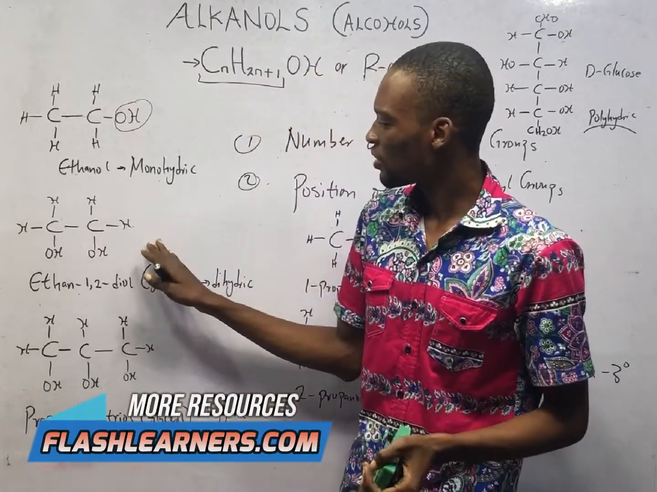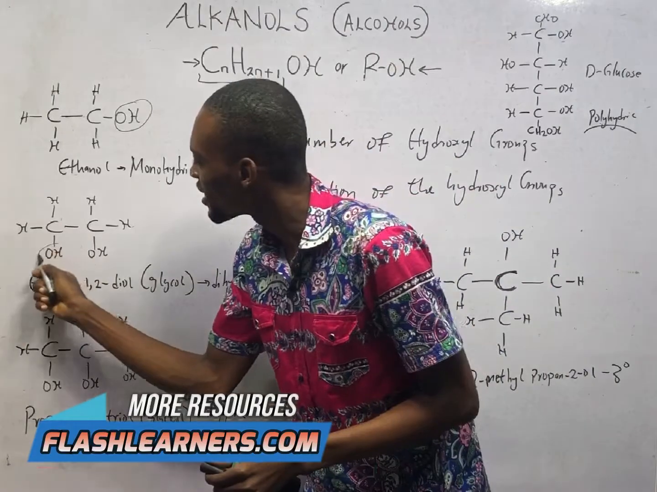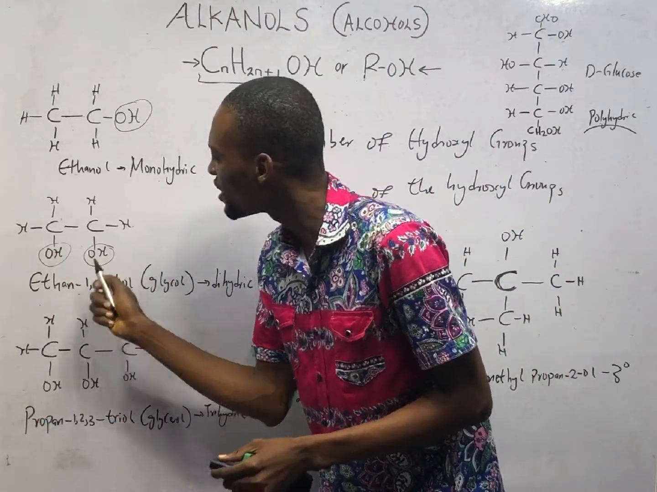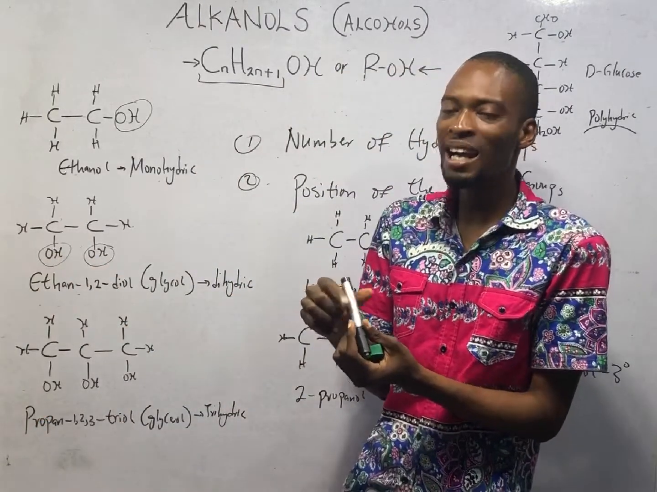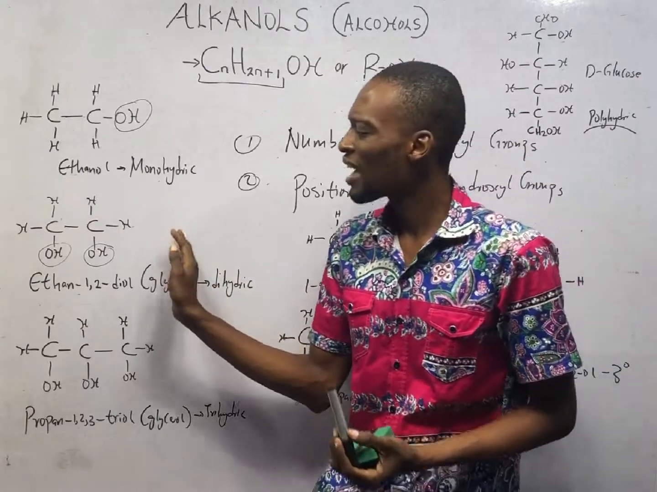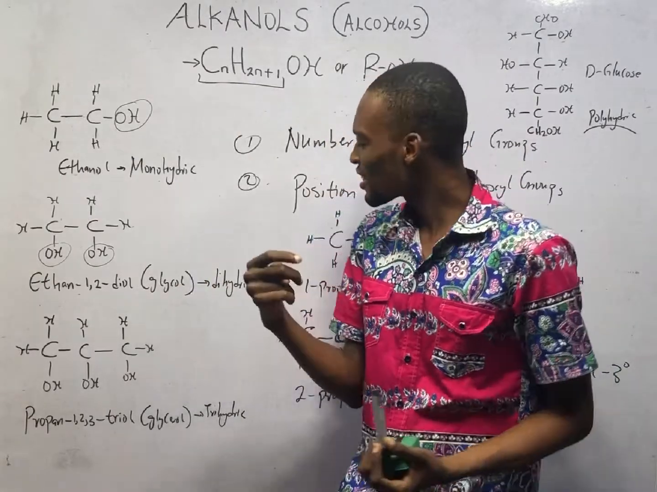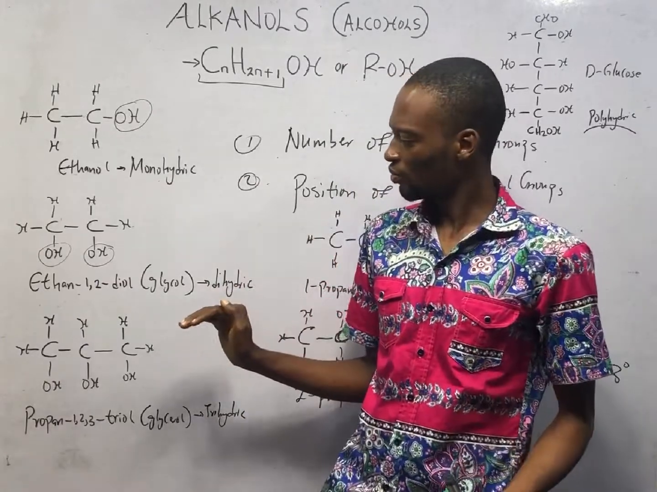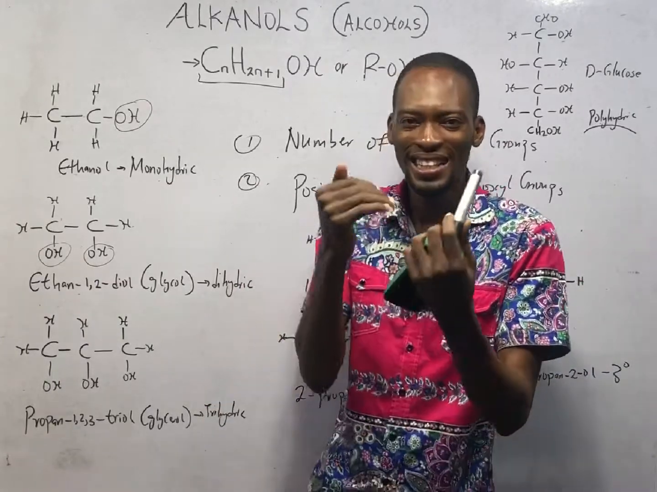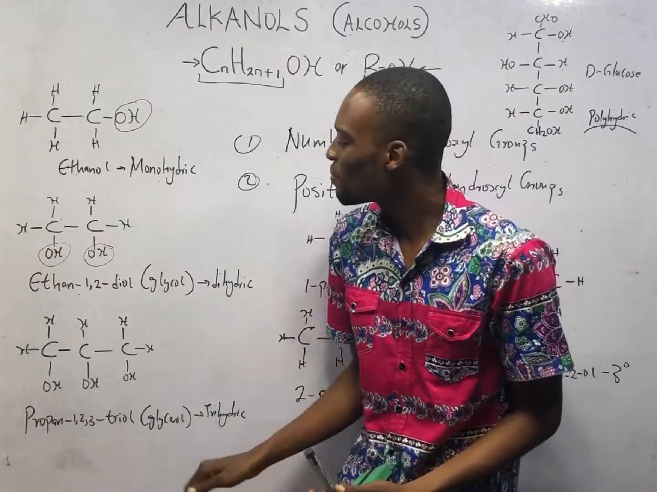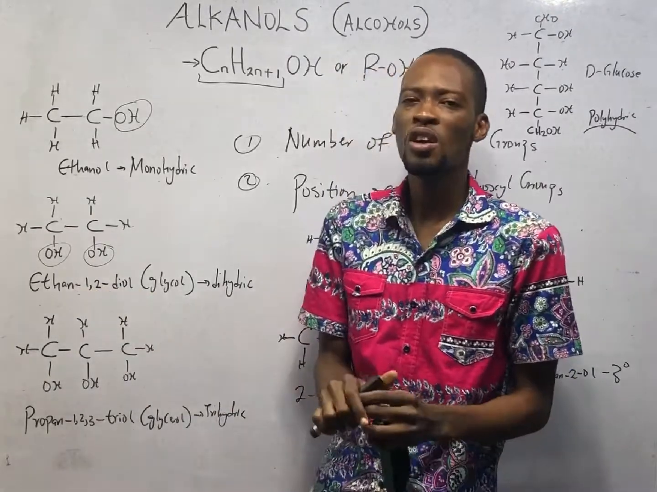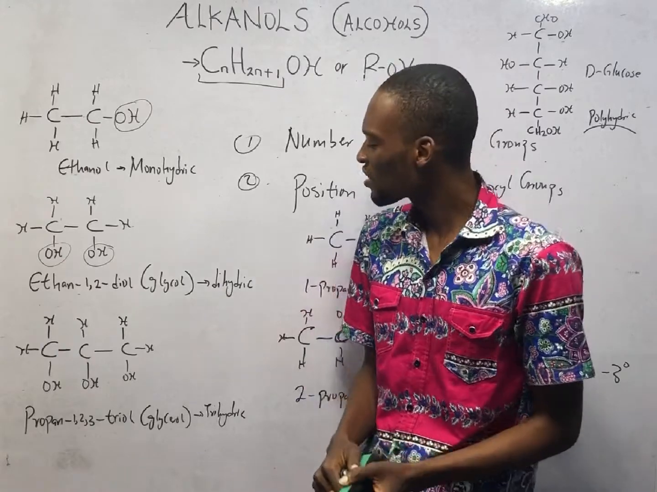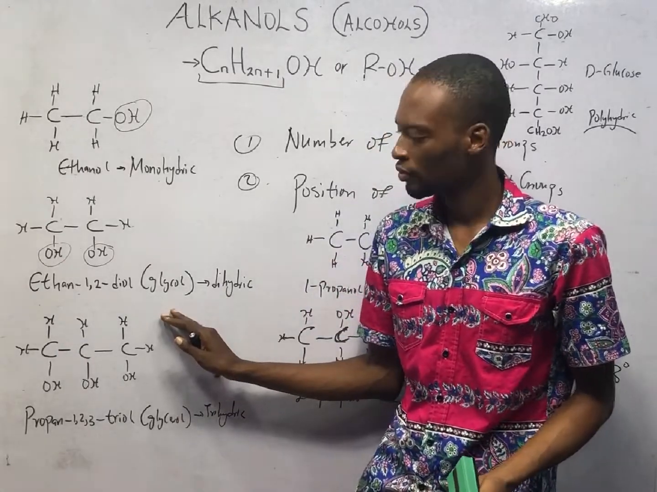Now look at this compound. You see one OH group here and another OH group here. This ethanol derivative has two OH groups. Since it has two OH groups, it is simply a dihydric alkanol. An example of a dihydric alkanol is ethane-1,2-diol, also referred to as glycol.